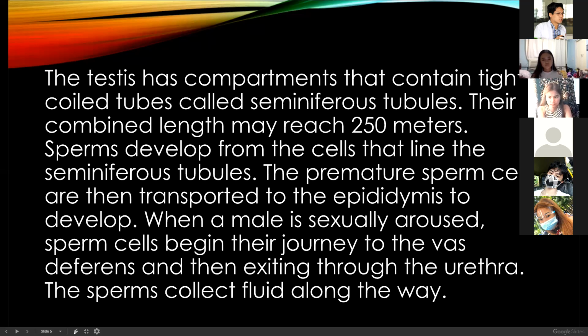And the cilia, this is a hair-like structure in your fallopian tube. This is to move the egg towards the uterus. It is also an organ for locomotion. Again, cilia or cilium and flagellum play a vital role in the locomotion of your gametes.